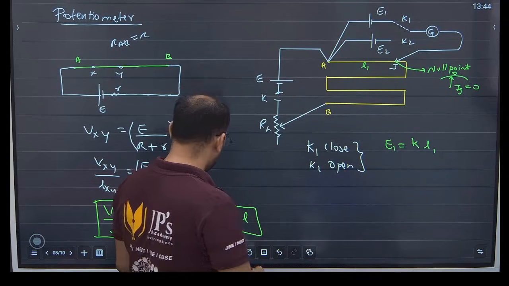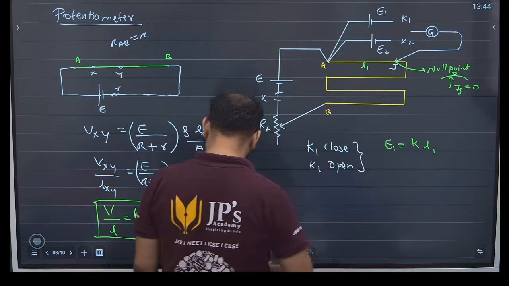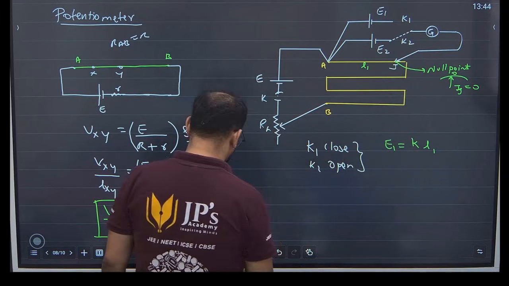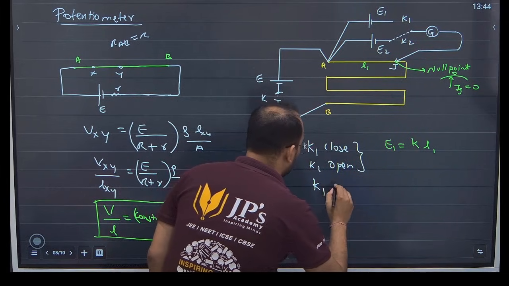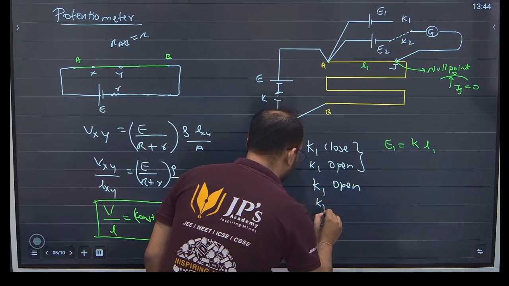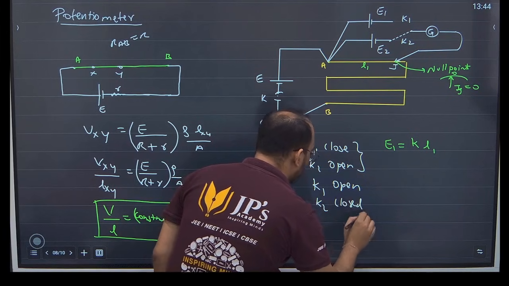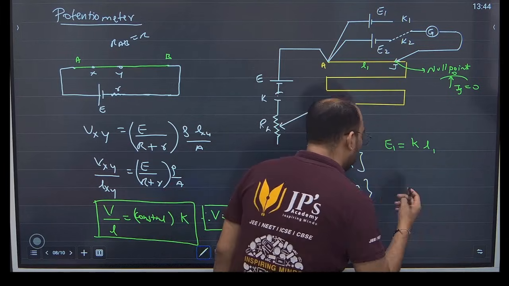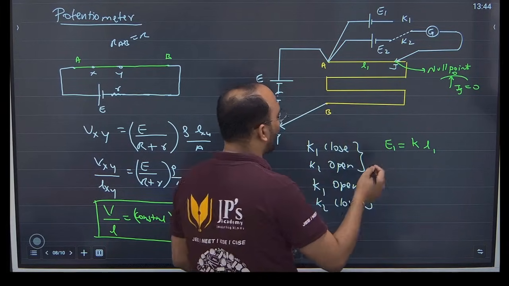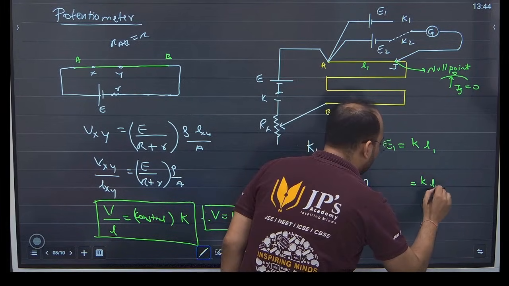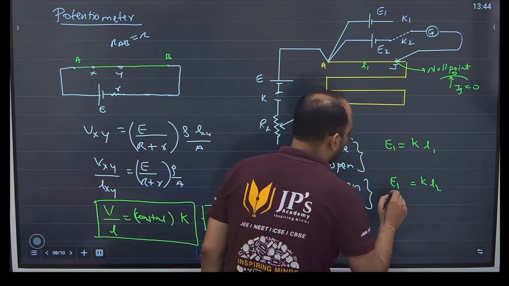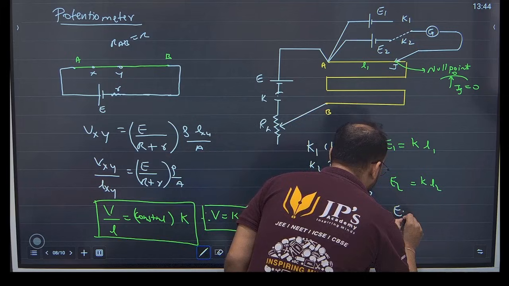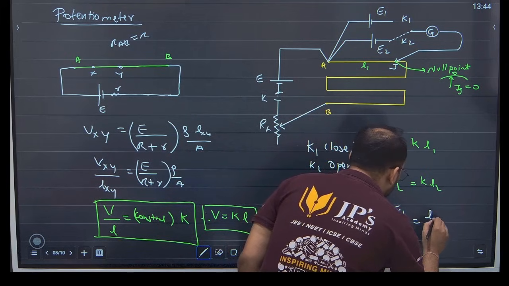Next step, what to do? Remove this one, connect this one. So basically K1 is open, K2 is closed, so that E2 is connected, and again we tap and find the balancing length or null point. Let's say at the second moment we got the balancing length at L2, so we can say that E2 will be equal to KL2 because battery E2 is connected. Divide them, so what do we get? E1 upon E2 is equal to L1 upon L2.